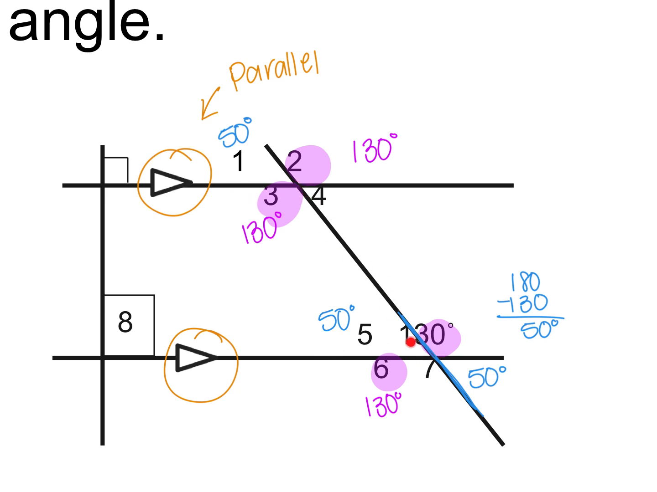So, let me just go over that. Consecutive interior angles right here, I'll highlight it in orange. These are consecutive interior angles. When I have parallel lines, consecutive interior angles are supplementary. So if I were to double check my work and add 130 plus 50, is that going to give me 180? Yes. Okay, so consecutive interior angles are supplementary. Corresponding angles are congruent. So what else is going to be congruent to 50?